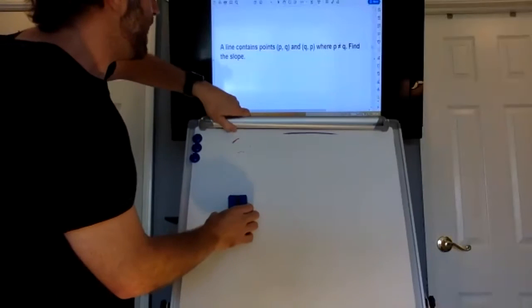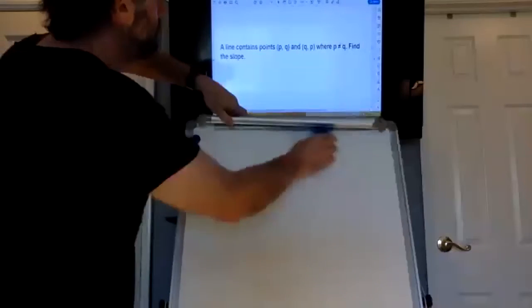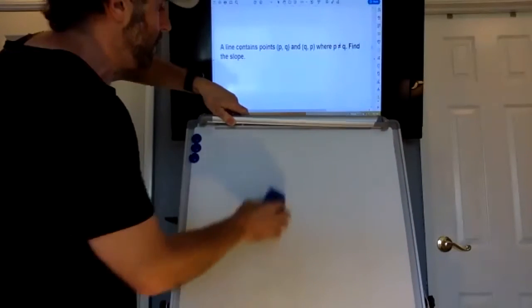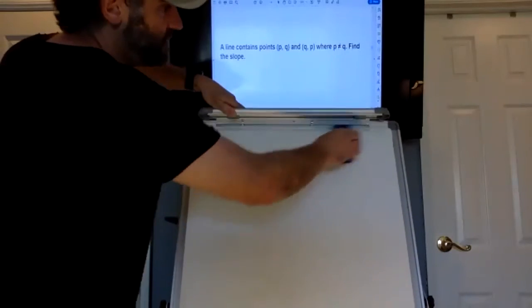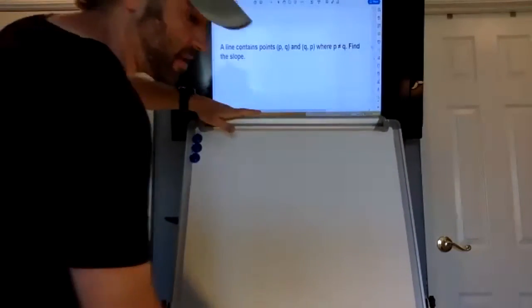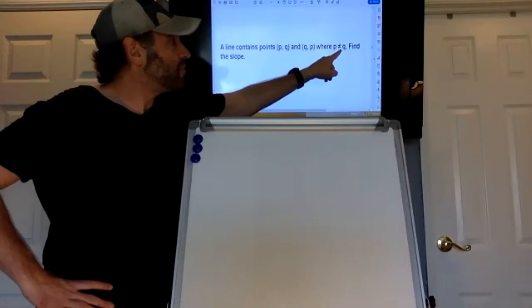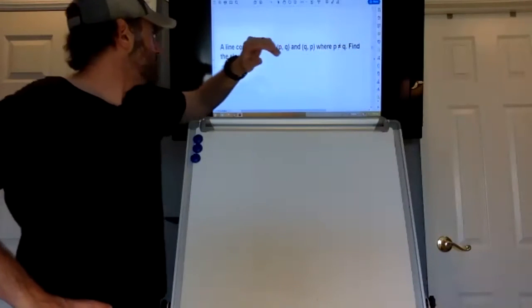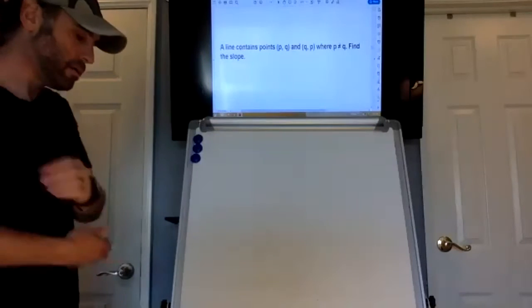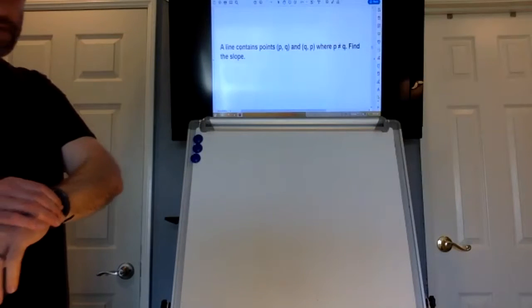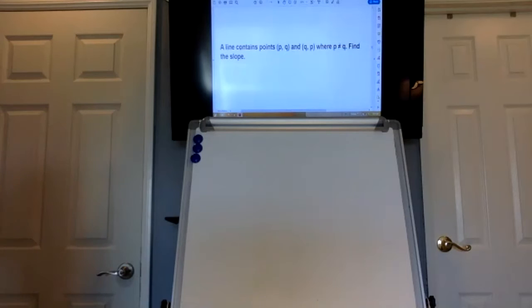A line contains points (p, q) and it also contains (q, p), right? And that could be any numbers that you want to put in there, any real numbers. But p cannot be equal to q in this example. What is the slope? Do that now. Take 30 seconds to see if you can write the slope. Go.